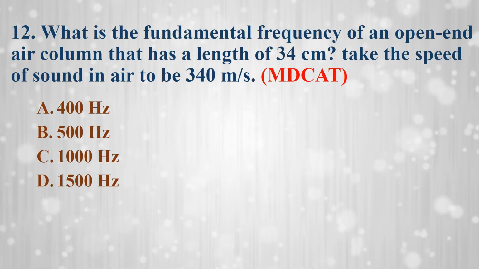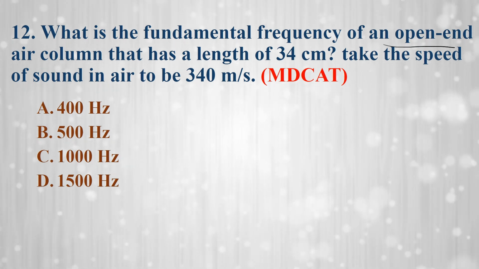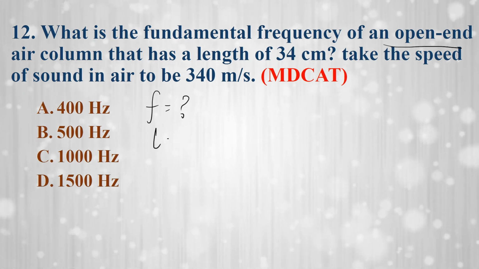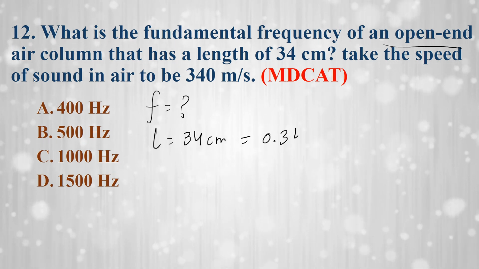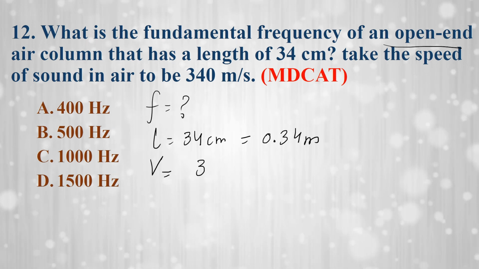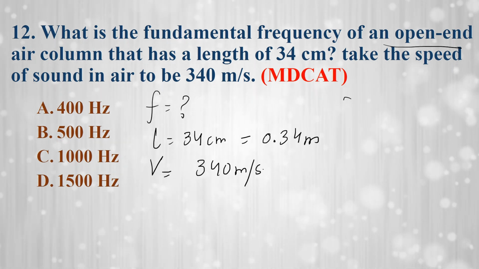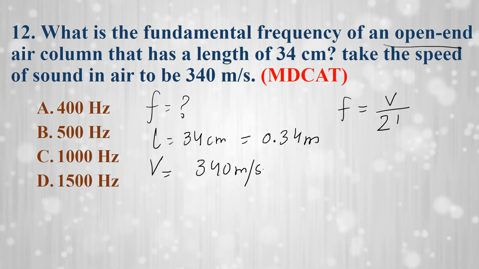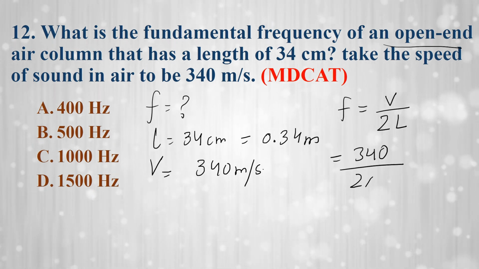Okay, so students, next MCQ is, what is the fundamental frequency of an open end air column? You have to find the fundamental frequency, and the length is given as 34 centimeter, and if you convert it into meters, it will be 0.34 meter. Take the speed of sound in air to be 340 meter per second. So from the previous MCQ, we have just recalled that the fundamental frequency for an open organ pipe is V upon 2L, and the V is 340 and 2 into 0.34.